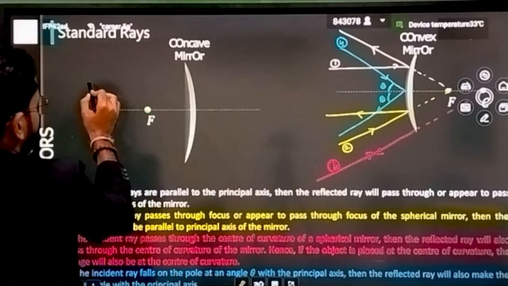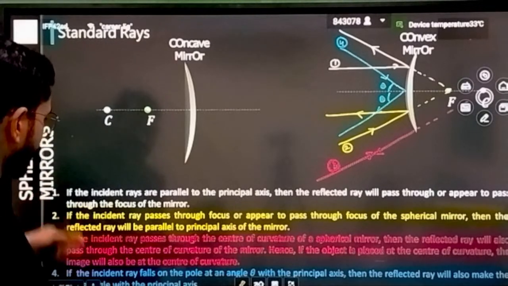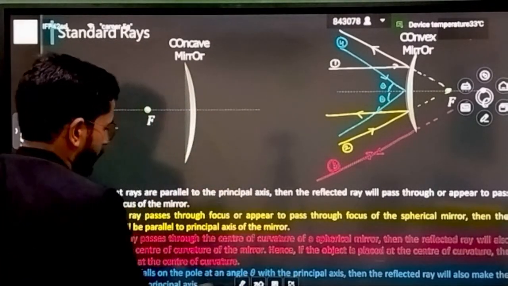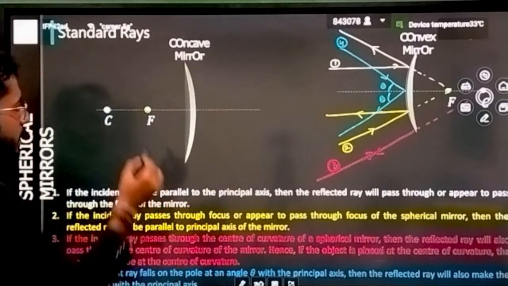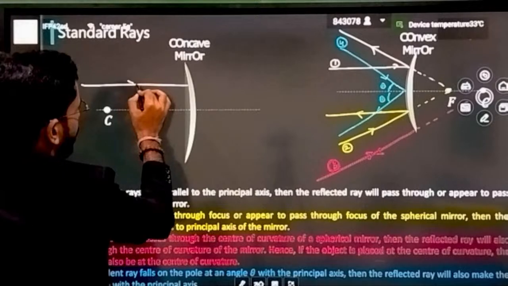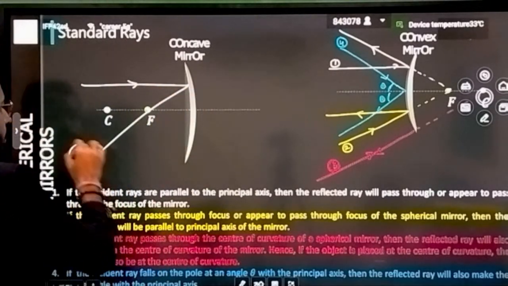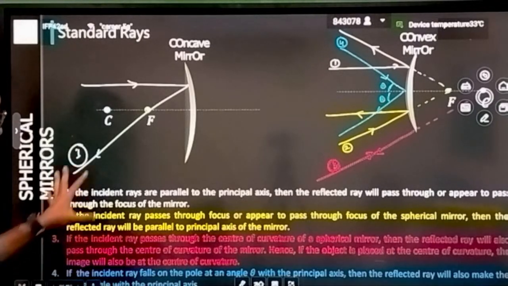Let's go in the sequence with the color sample also, because we have multiple colors. If the incident ray is parallel to the principal axis, what will happen? अभी हमने discuss किया. If the incident ray is parallel to the principal axis, the light ray will always pass from the focus. पहला ray इस टाइप का होता है. This is the first kind.